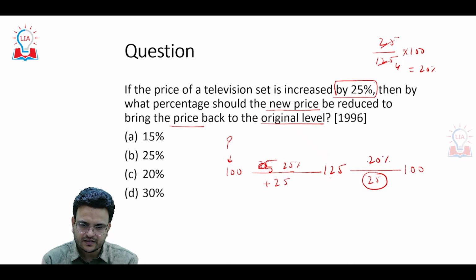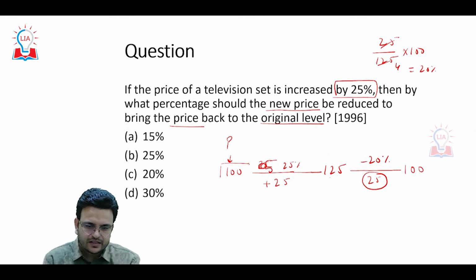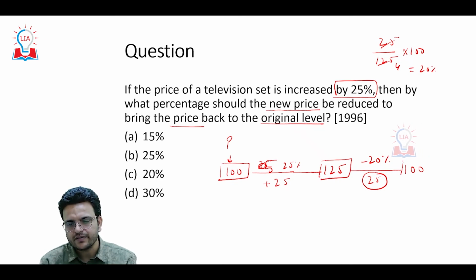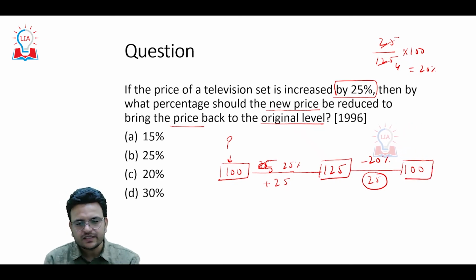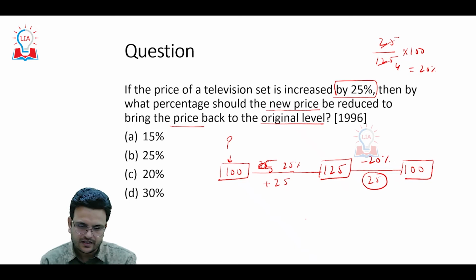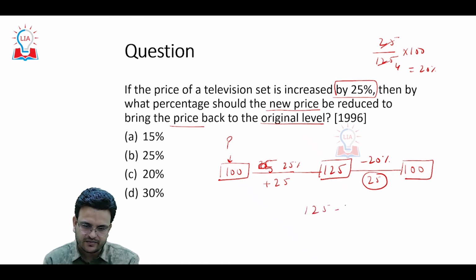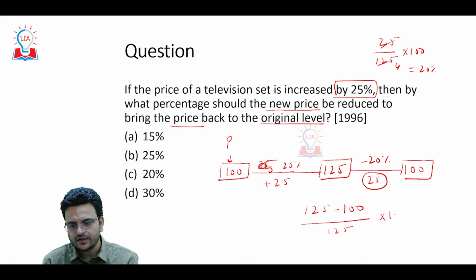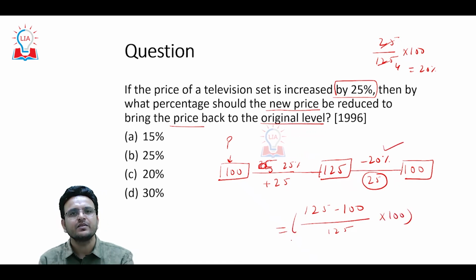20%. Okay, so initially the base was 100 and now the base has become 125. From 125, how much does it have to reduce to be 100? We can say, the second way, (125 minus 100) upon 125 into 100. That is the second way to solve this particular question. So 20% will be the answer.